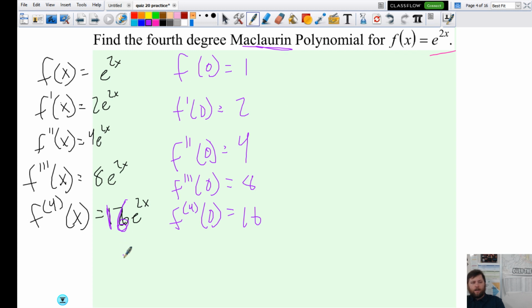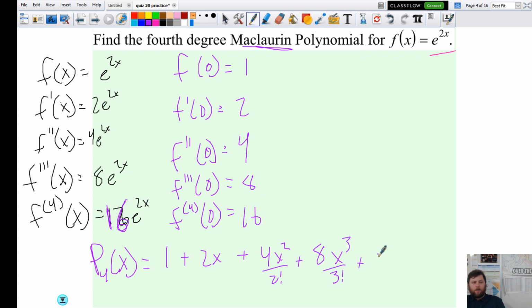So you plug that in. Now you got to remember the formula for that. So the fourth degree, I like saying P sub 4 of x, is going to be f of 0, so 1, plus f prime of 0, 2 times x, plus f double prime, so 4 times x squared over 2 factorial, plus f triple prime, 8 times x cubed over 3 factorial, plus 16x to the 4th over 4 factorial. We're done. I'll pause. I'll wait.